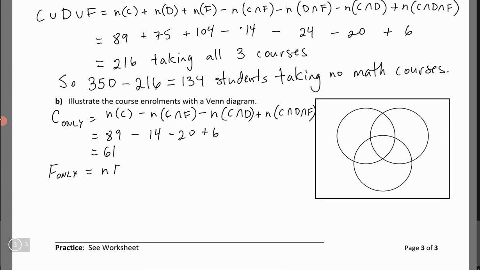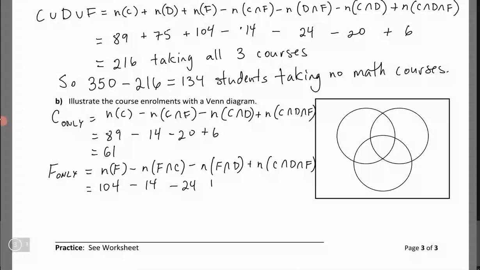So the number of students who signed up for functions, take away the students who signed up for both functions and calculus, and take away the students who signed up for both functions and data, and you add back in the intersection of all three. And we're going to get an answer of, well, let's do the numbers. 104 minus 14 minus 24 plus 6 is equal to 72.